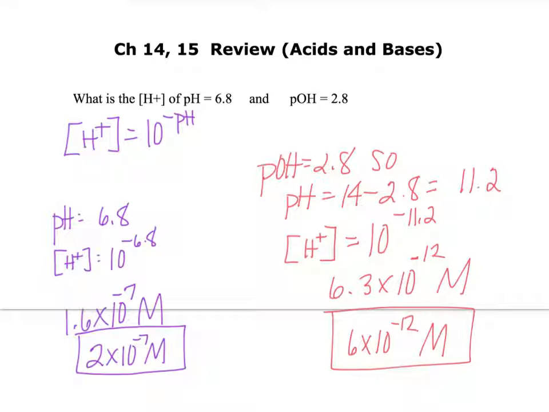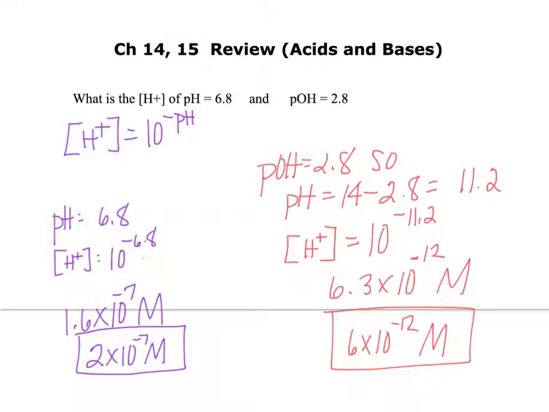All right, so these two want to know the hydrogen concentration of a solution, one with a pH of 6.8 and the other with a pOH of 2.8. The formula to get the hydrogen concentration is to take 10 raised to the negative pH. Remember, what we're doing is basically taking the antilog. Because we took the negative log to get pH, we have to take 10 raised to the negative pH. The first one is straightforward because it gives us pH.